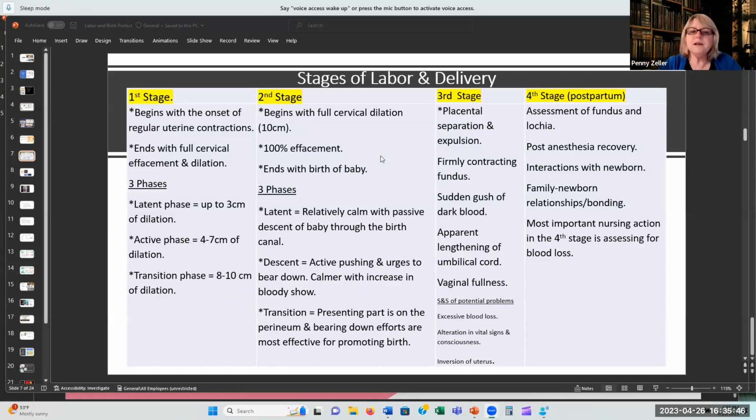So the latent phase is calm. The baby is passively descending. In other words, the baby is descending even between contractions. And then there's more active descent during contractions, and she might feel the urge to bear down and push. That's called a Ferguson reflex.